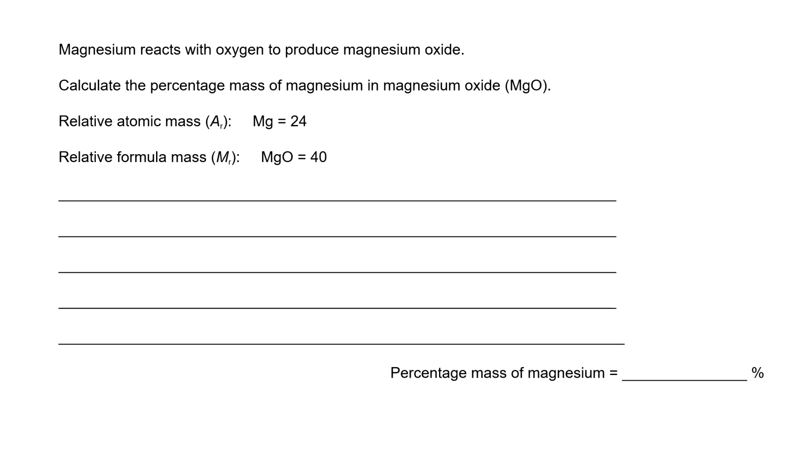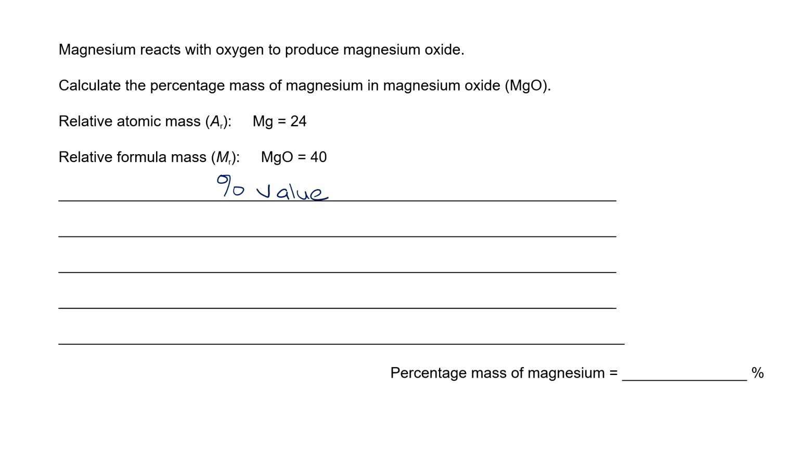To find the relative atomic mass of an element, you look on the periodic table, locate the element, and then look at the number at the top. To find the relative formula mass, you find the mass of each element involved. In this case, you have magnesium and oxygen, and then you add together the masses, and that gives you the Mr.